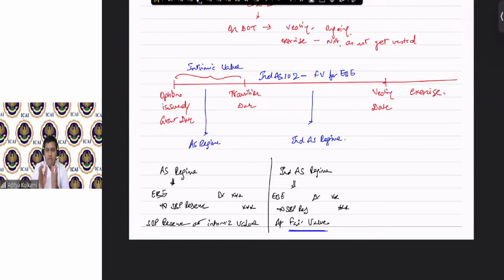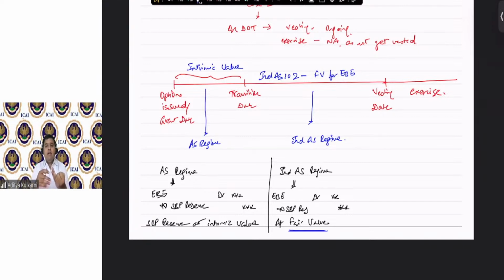Okay. So let me put the whole thing into 3 brackets. First one, this is ESOP. First case. On the date of transition, options have vested, options have been exercised also. So SBP reserve won't be there. So therefore, case 1, no transition impact. Case 2, on the date of transition, options have vested. That means employee benefit expenses have already been recognized under the earlier regime, and therefore no further employee benefit expense needs to be recognized in the future.